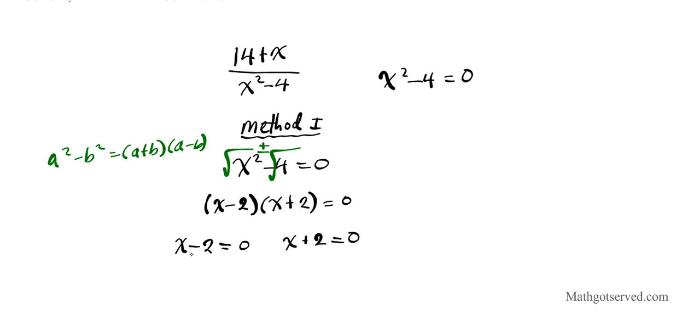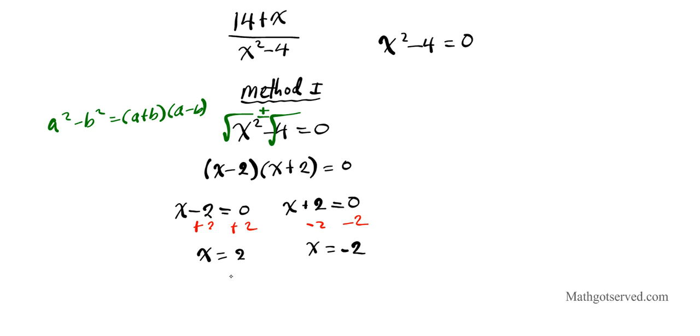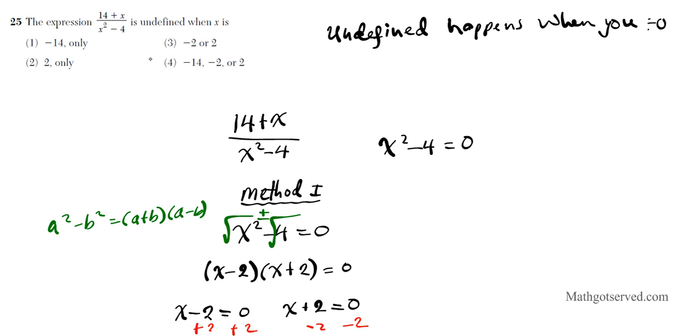On the left, I'll add 2 to both sides. That gives me x equals 2. And on the right, I will subtract 2 from both sides. That gives me x equals negative 2. So the two values that result in a 0 in the denominator and consequently an undefined rational expression is when x equals negative 2 or 2. All right? So your answer is option number 3.